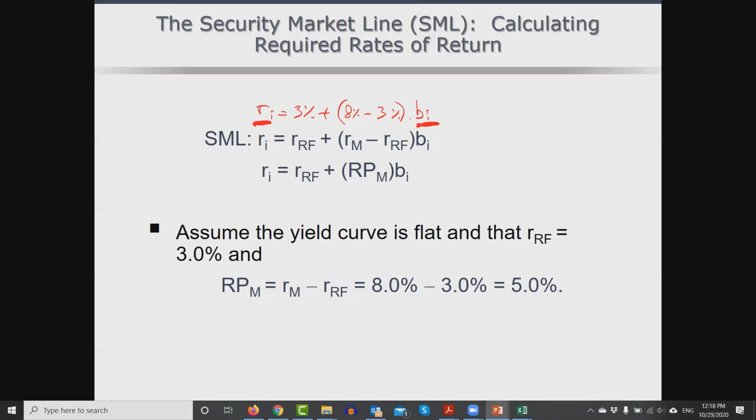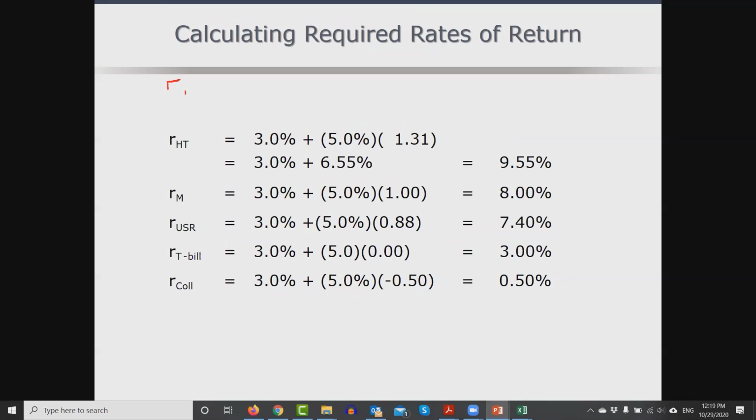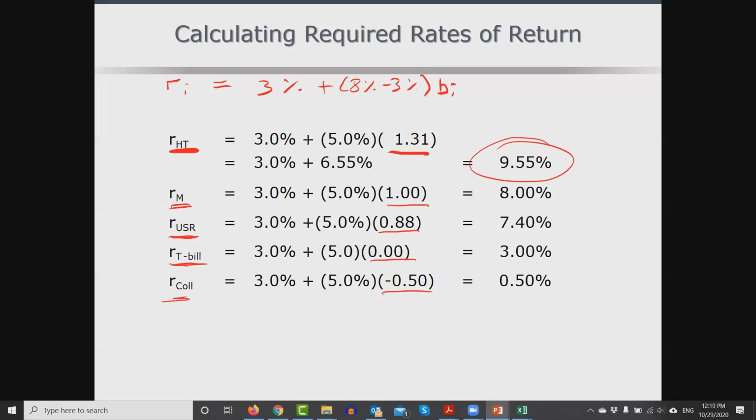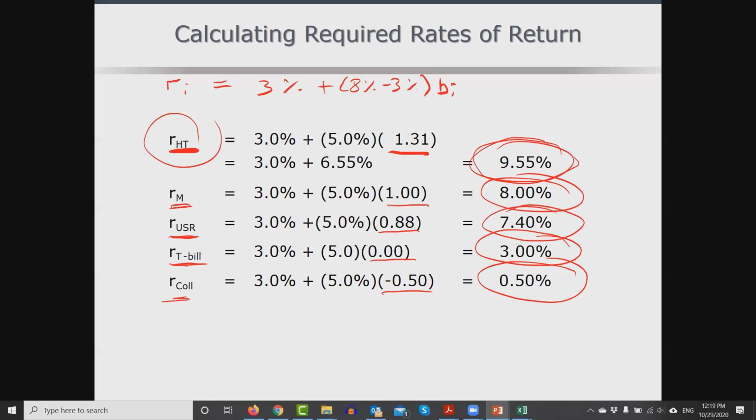Now let's take a look at our previous investments. Remember that the relationship was R_i is equal to 3% plus 8% minus 3% times beta. Since we already calculated the betas for high-tech stocks, market return, US rubber, T-bills, and collections, these are their corresponding betas, we can easily calculate their required rate of return. So any investor who is investing in high-tech stocks is requiring 9.55% return from that investment.